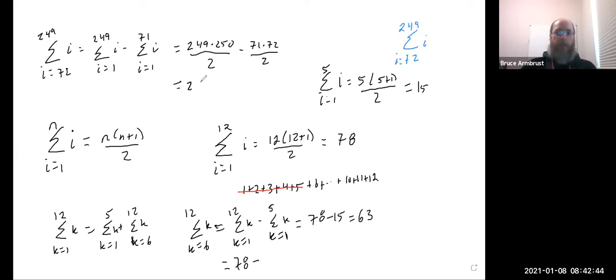So that's 249 times 125 minus 71 times 36. And you can punch that into your calculator and get an answer like that. So, excuse me, this is the reason why we care about the sum formulas, is for problems like this guy.